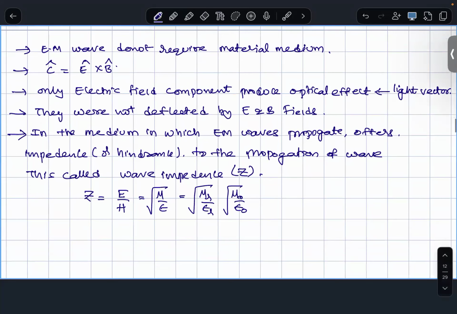For air, Z is root of mu naught by epsilon naught, and once in mains they were asking this question. No student knew what is the meaning of this. 376.64.